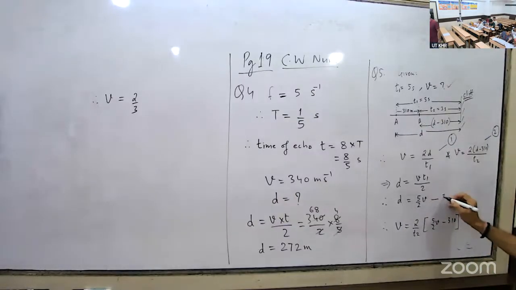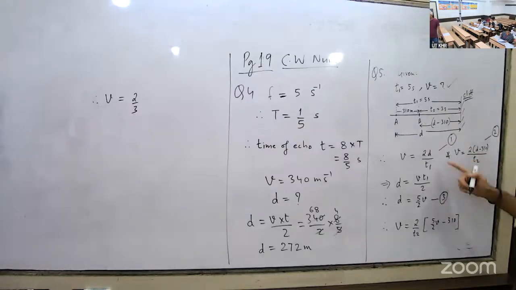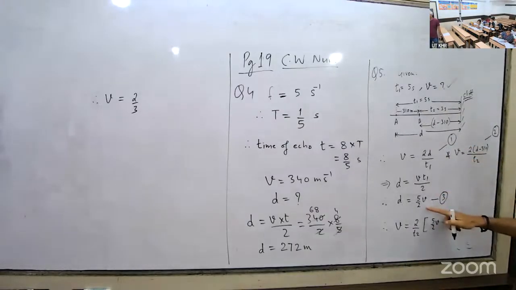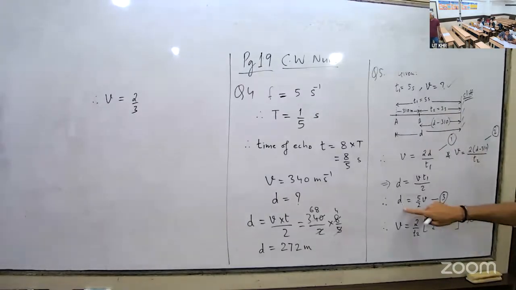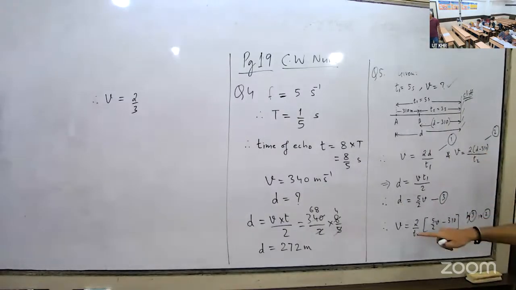So this equation is 3 then. By simplifying 1, we get D equal to this. And now we are putting 3 in 2. This D we are putting here because we have to eliminate D, no? We have to find V.